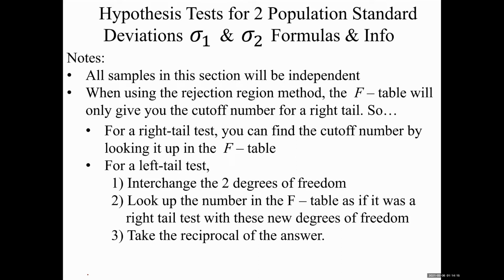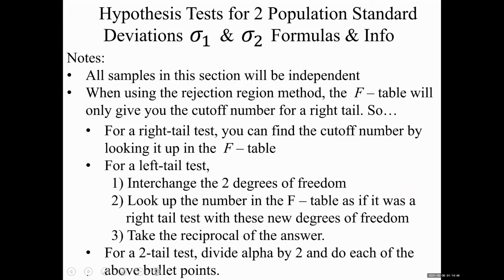I know it's a little hard to understand without me doing an example, but let me say it all one more time. If it's a right tail test, if you're looking for a right cutoff number, it's easy, just look it up in the table and you're done. But if it's a number on the left tail, you have to do 3 things. You switch the degrees of freedom, then you look up the number in the table, then whatever number you get in the table, do 1 divided by that number, and that'll be the left cutoff number. So that's how you look up a left number.